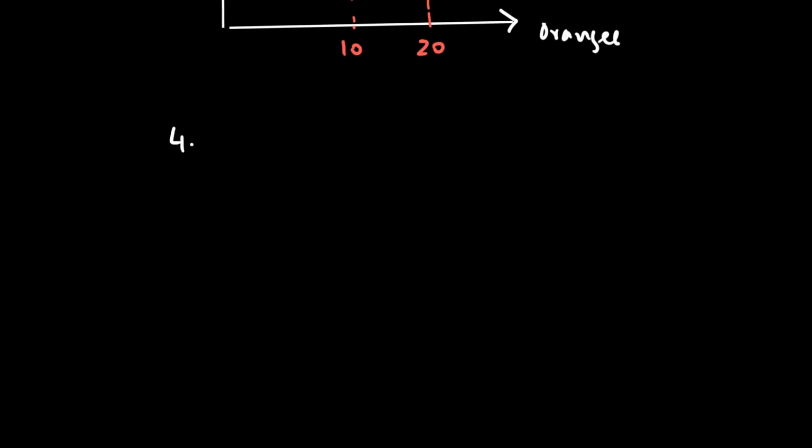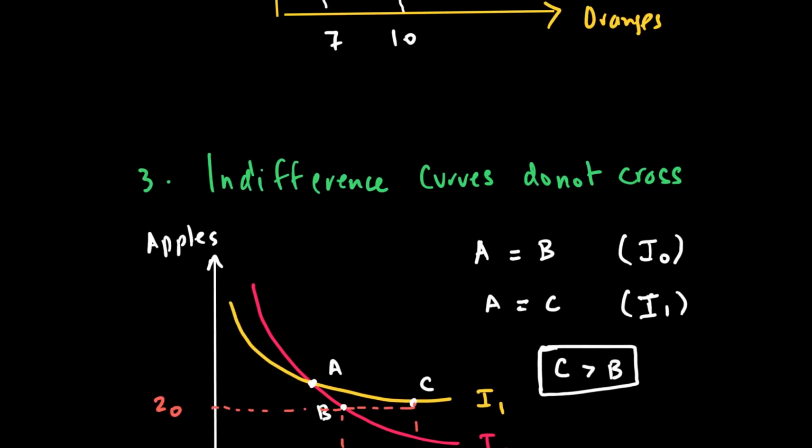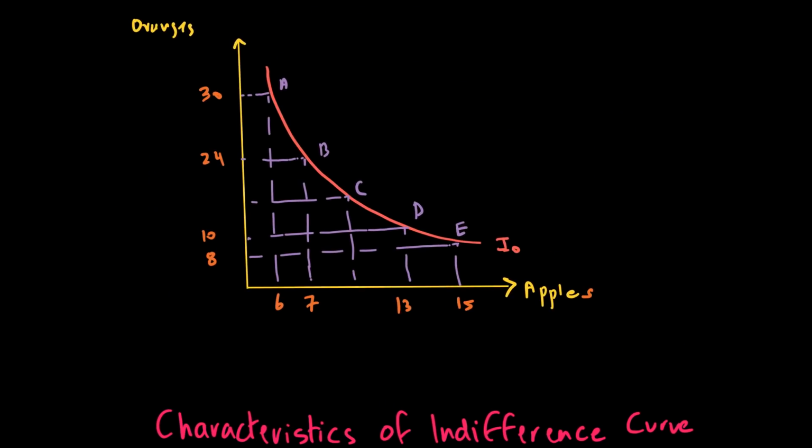The next one we want to talk about, number 4, is to do with the idea that indifference curves are convex to the origin. Let me write this. Indifference curves are convex to the origin. The reason why they are convex to the origin brings us to look at the first diagram. So when you go back to our first diagram, convex to the origin means this kind of a shape.